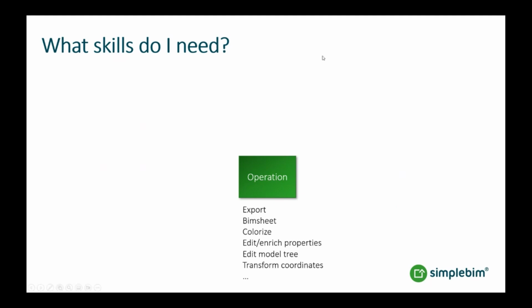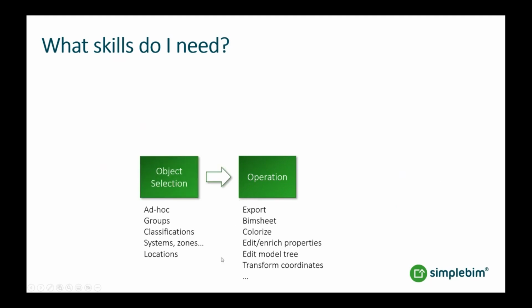Okay, so then you have the motivation. You think, great, I need to do these things. So how do I do them? Behind all of these is basically the idea of an object selection. So basically, from the whole model, you have to be able to select a subset of all the objects, and then you apply an operation to that subset. So it's a very important skill in Simplebim to be able to make selections, because all the operations are done on a selection of objects.